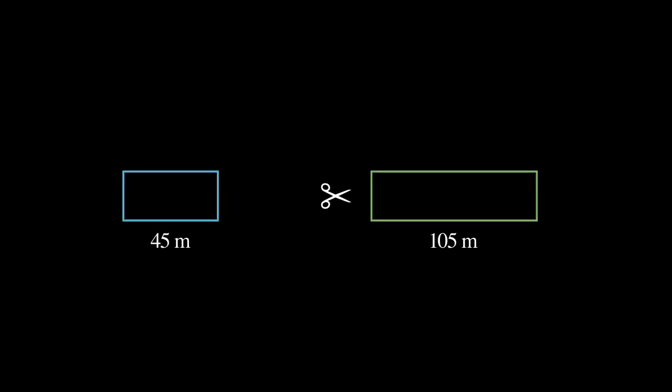A tailor has 2 rolls of cloth, one 45 meters long and the other 105 meters long. She wants to cut both rolls into pieces of the same length, as long as possible, with nothing left over. How long should each piece be, and how many pieces will she get in total?